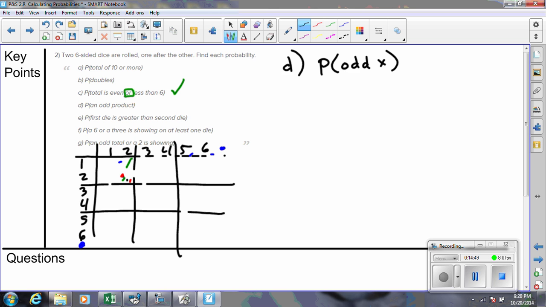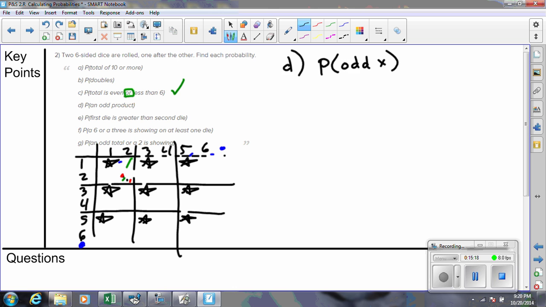Well, if we're looking at an odd number times an odd number, we could go through and completely fill out a new grid, 6 by 6, that's perfectly fine. Or we could just go through and say, here's an odd times an odd, 1 times 3, 1 times 5. None of the 2's would work, but 3 times 1, 3 times 3, 3 times 5. None of the 4's. 5 times 1, 5 times 3, 5 times 5.